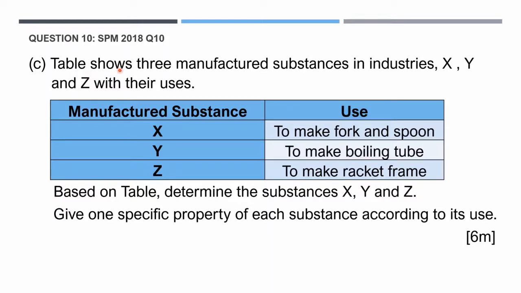Another question. Table shows 3 manufactured substances in industry, S, Y, and Z, with their uses. Okay, 3 different manufactured substances S, Y, Z and their uses: to make fork and spoon, to make boiling tube, to make racket frame. Based on table, determine the substances S, Y, Z. Give one specific property of each substance according to its use. 6 marks. By giving the identity of substances X, Y, Z, you can score 3 marks, and another 3 marks will go for the specific property of each substance.